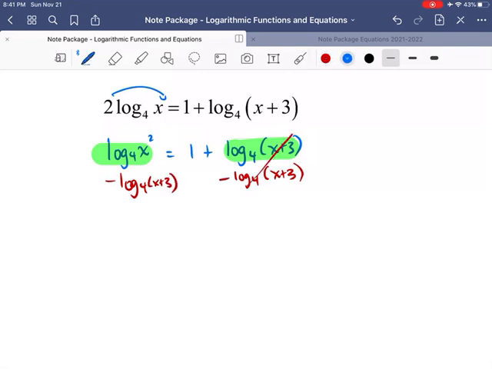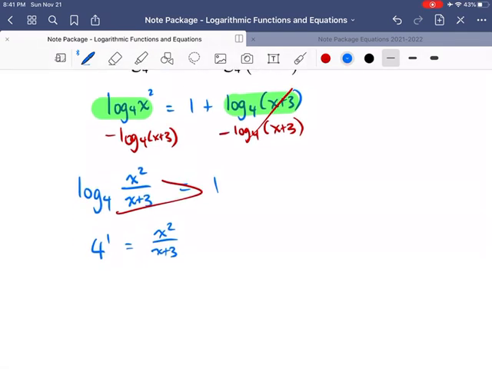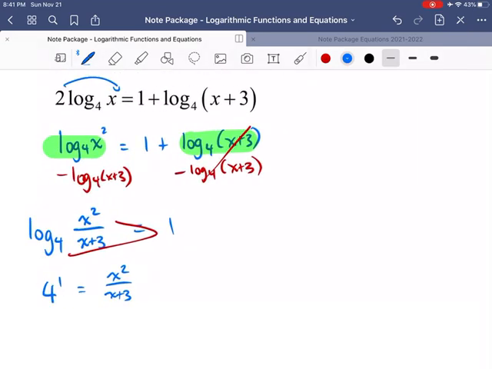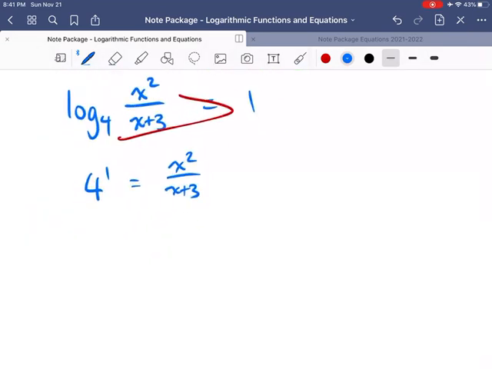So let's rewrite this, and if you notice, this is now the quotient rule on the left side. We're subtracting logs, so what we can do is create one logarithm, and we're going to have x squared over x plus 3, and that's going to equal 1. So now we can go and do 4 with an exponent of 1 is equal to x squared over x plus 3. Okay. I suppose there'd be another way you could solve this. Maybe I'll show that after. But let's go with what we got.